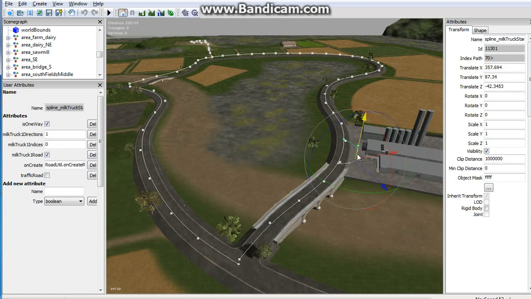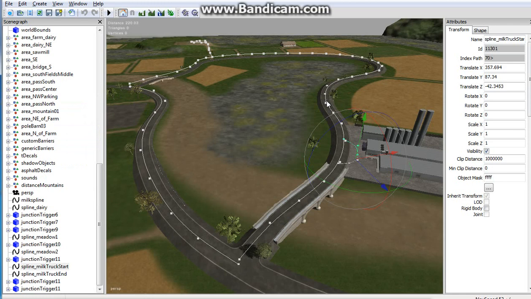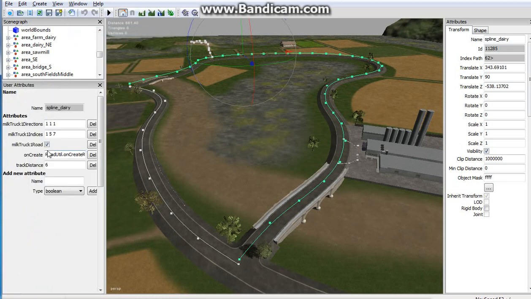Start counting with zero. Your start trigger is in between these two splines, milk truck start and milk truck end. So you've got zero here, direction one. On spline dairy, notice three directions, three indices. Now what's all this about? Okay, let's take them one at a time.